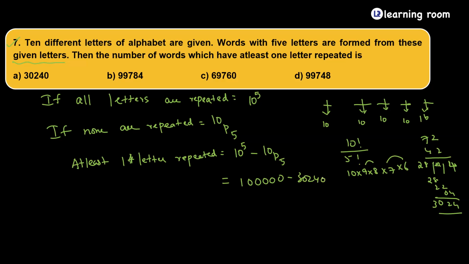So from a lakh, you need to subtract 30240. That will give you the answer. So it should come somewhere around 69,000. This should be the answer. So it is 69760. Did you understand? These many words can be formed.